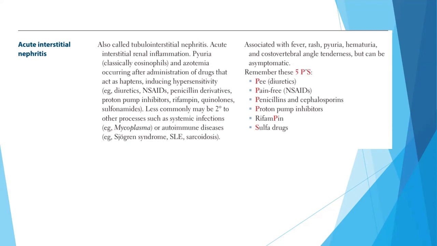It can be associated with fever, rash, polyuria, hematuria, and costovertebral angle tenderness. And in some cases, it may be asymptomatic. So remember 5 P's for acute interstitial nephritis: P-diuretics, pain-free NSAIDs, penicillins, proton pump inhibitors, rifampin, and sulfa drugs. So 5 P's.